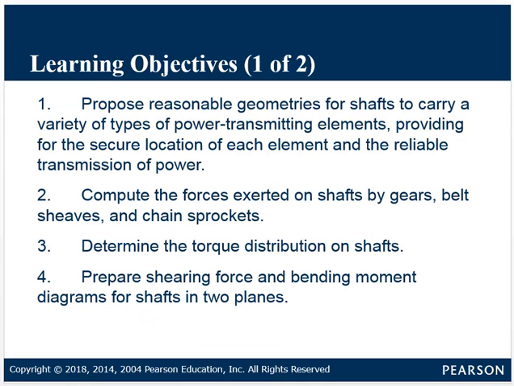The objectives for this chapter are: Number 1, propose reasonable geometries for shafts to carry a variety of power transmission elements, providing the secure location of each element and the reliable transmission of power. Number 2, and this is important, compute the forces exerted on shafts by gears, belt sheaves, and chain sprockets. Number 3 is determine the torque distribution on shafts via power transmission.